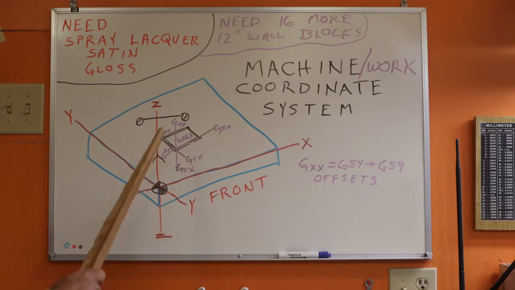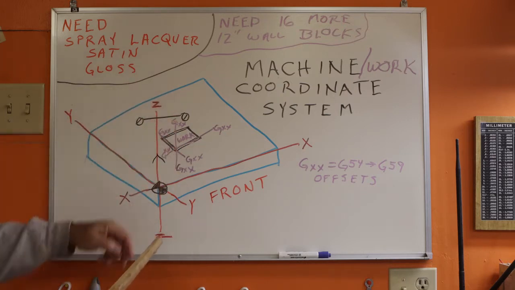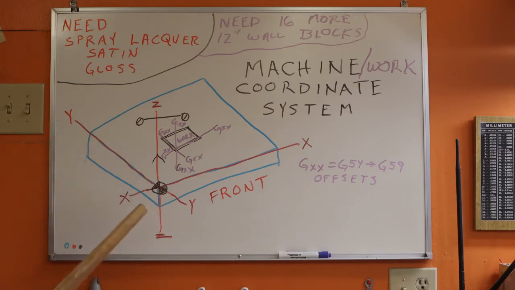That's G54 through G55. And it's called an offset because it's a distance away from something. And that distance away from something is that machine coordinate system. So you have some distance away in the X direction, there's some distance away in the Y direction, and there's some distance in the Z direction. Those are the ones that we're going to use all the time. Every time we're going to put something on the machine, we use that work coordinate system. We have to set that every time we go to make something.